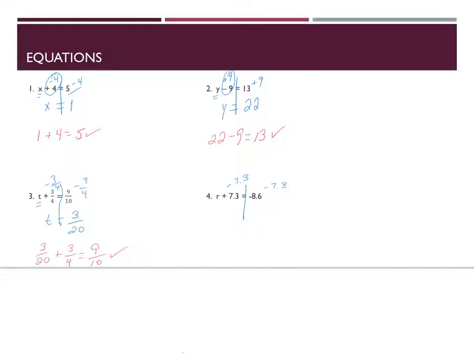If I add 7.3 to my variable, to get rid of it, I need to subtract 7.3 from both sides. I combine like terms on the left, that leaves my r by itself. Combine like terms on the right, following the sign rules, or making sure I type it into my calculator correctly. Check. Negative 15.9 plus 7.3 should equal negative 8.6 in order for this equation to check.